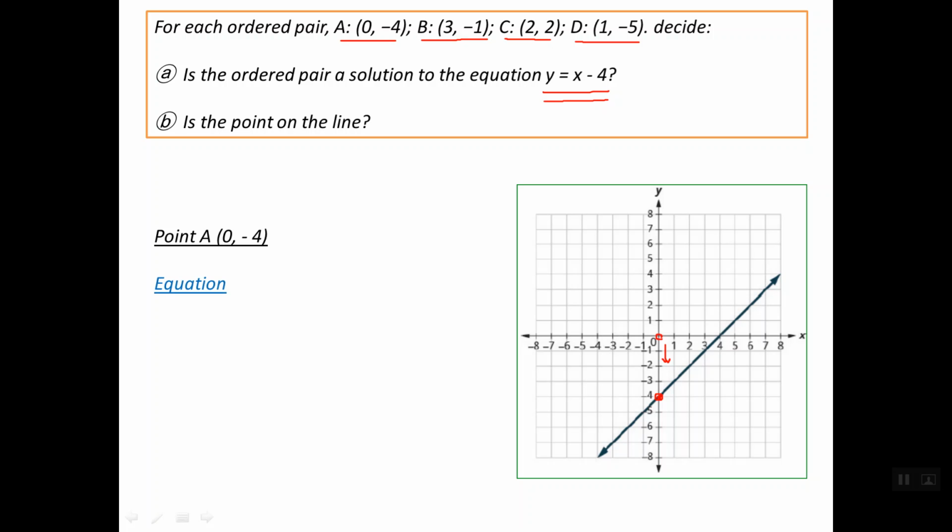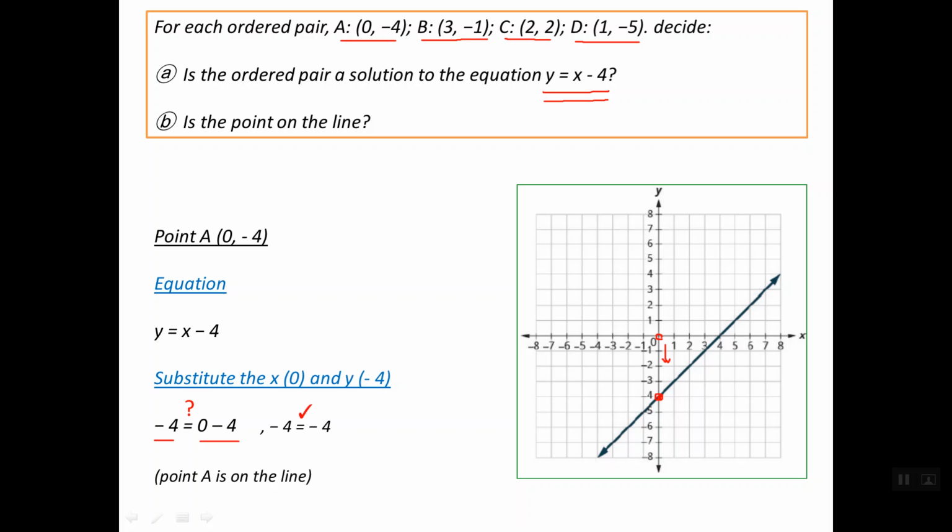And simply we can check for this. This is the equation. Substitute for x equal to 0 and y equal to minus 4. So the left side of the equation becomes minus 4, and the right side, which is x minus 4, is 0 minus 4. So both the left and right side are the same, so the equation is true. And because the equation makes the point at the straight line, point A is on the line.